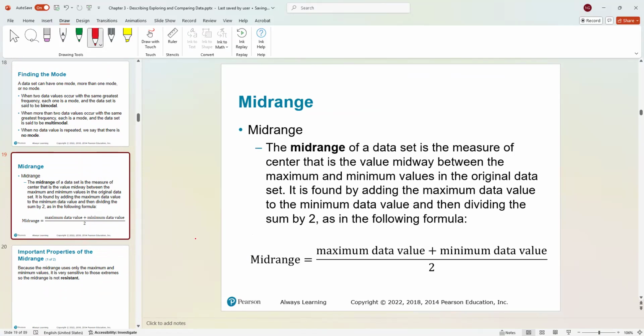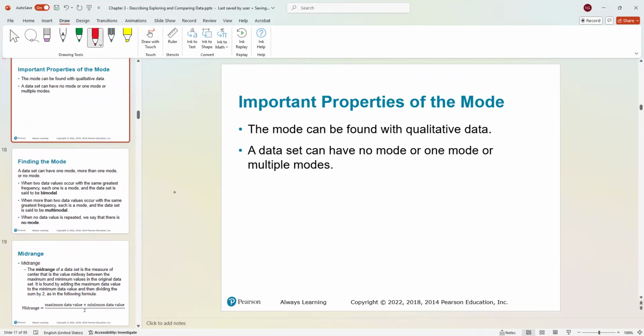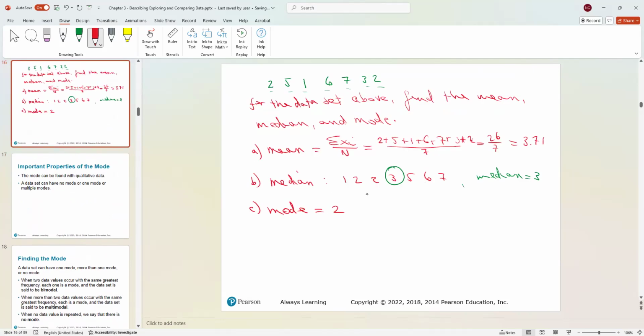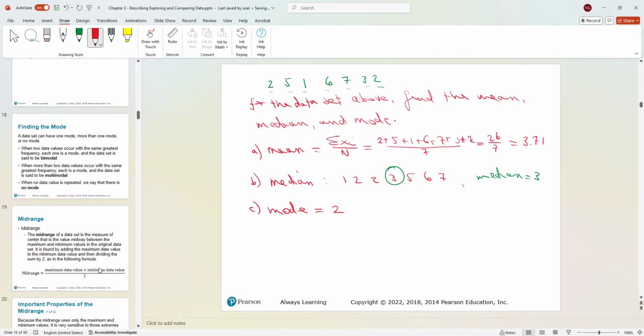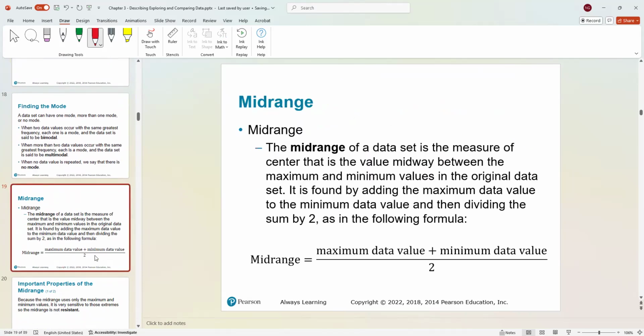All right. Let's suppose we have a data set like this. I'm going to take one where we order it from the smallest to the largest. So let's take this one. If I consider this data set, let's do this one.